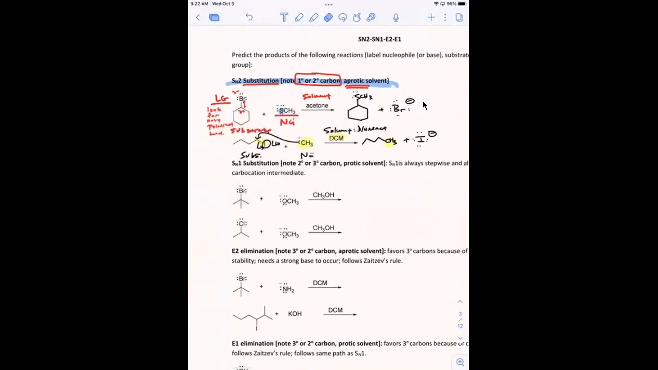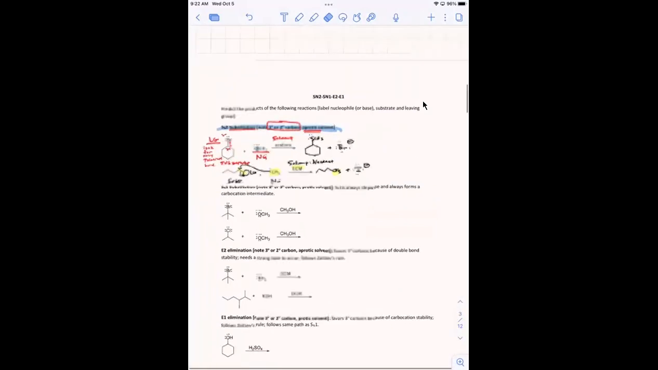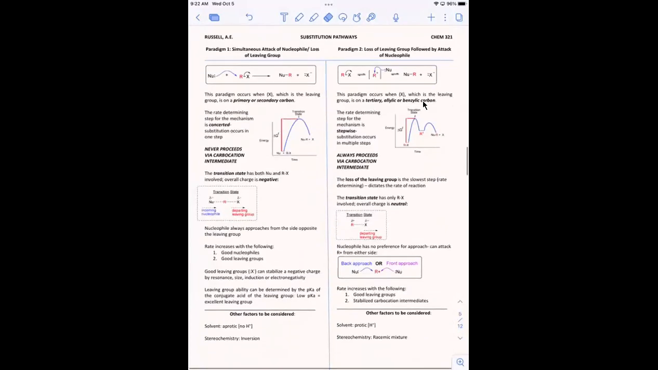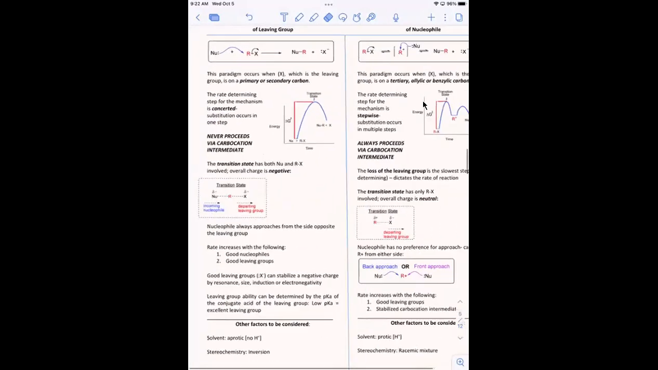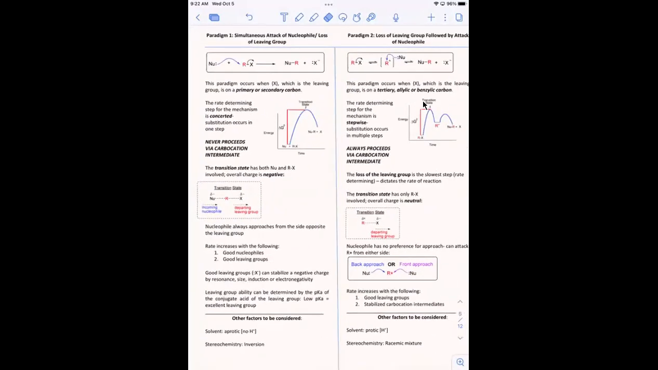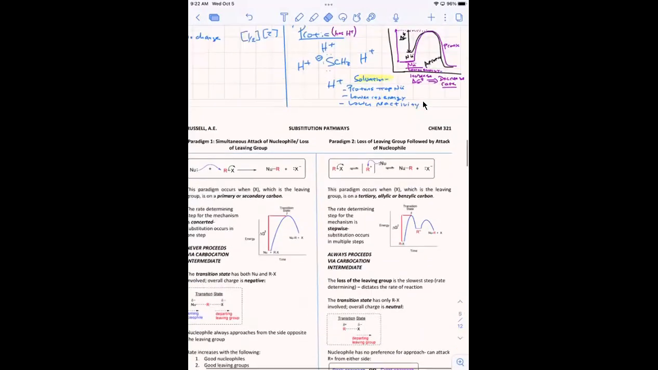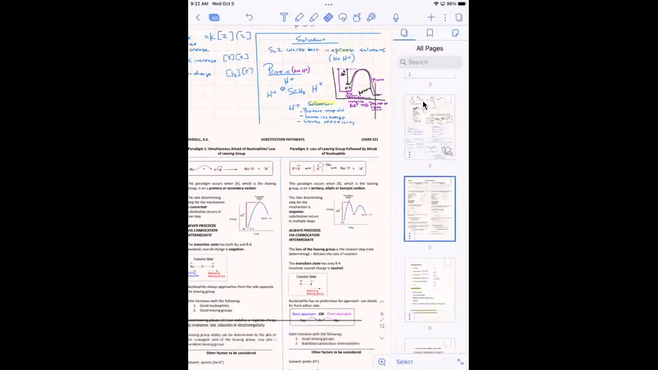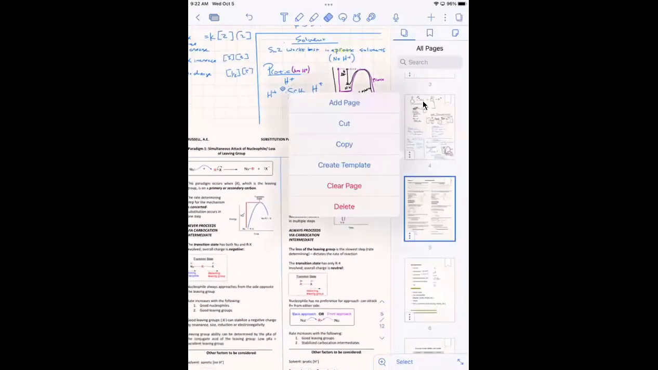All right. Now, if we look at the next example, it's dealing with SN1 substitution. We're going to go through that the same way we did the SN2. There is a kind of paradigm map of both mechanisms, but I'm going to use that to review both. Let's add another page. We'll talk about the SN1.